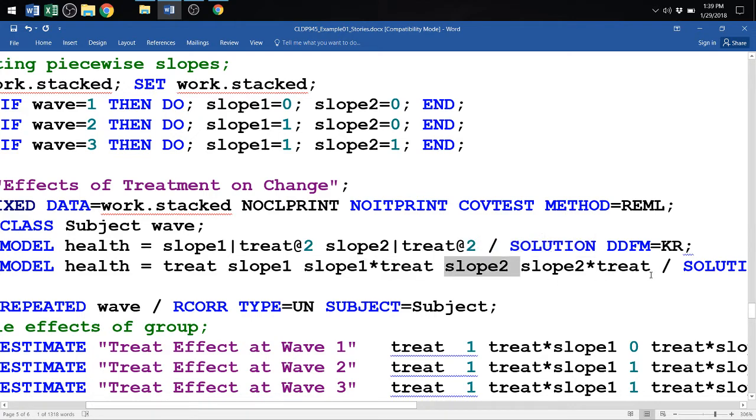Analogously, slope 2 is the change between wave 2 and wave 3. Because slope 2 interacts with treatment, the main effect of slope 2 is its simple effect specifically when treatment is 0, which is control. So slope 2's main effect then is the treatment effect in the weightless group. That's before and after for them.